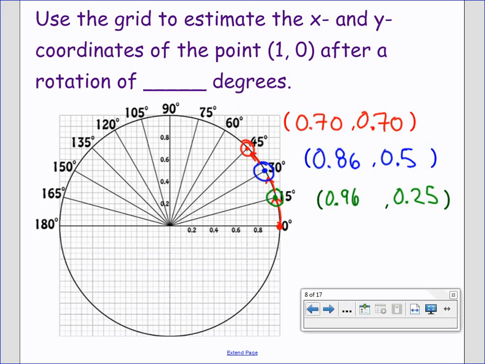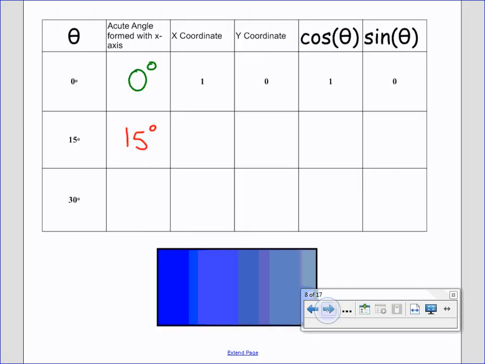All right, you guys. So right now, we should have our x-coordinate and y-coordinate filled in for our chart for 15 degrees and 30 degrees, and I got a little excited and went all the way to 45 degrees because I love this activity. All right, so what do we have? I need to include my x-coordinate for 15 degrees. My estimate was about 0.97. And my y-coordinate was about 0.25. My estimate for 30 degrees, my x-coordinate was about 0.86.